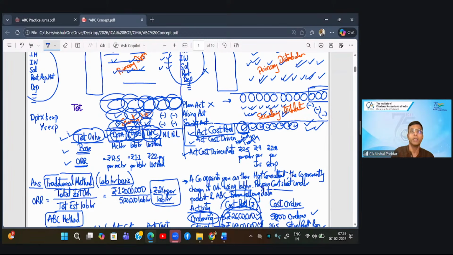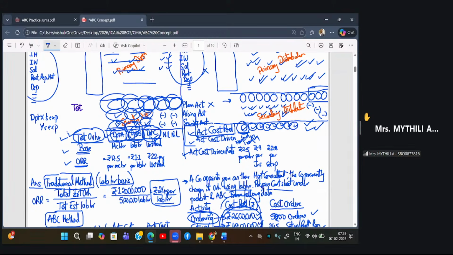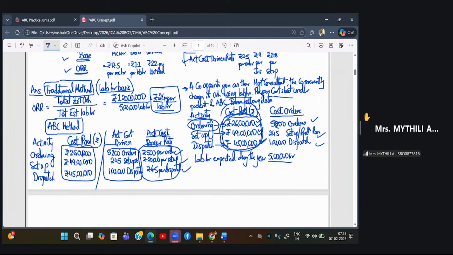These are all individual activities that make up your whole day. In a day, you have hundreds of activities that you are doing. So this 26 lakhs, 49 lakhs, and 45 lakhs, these are, we assume, after calculating primary and secondary distribution.